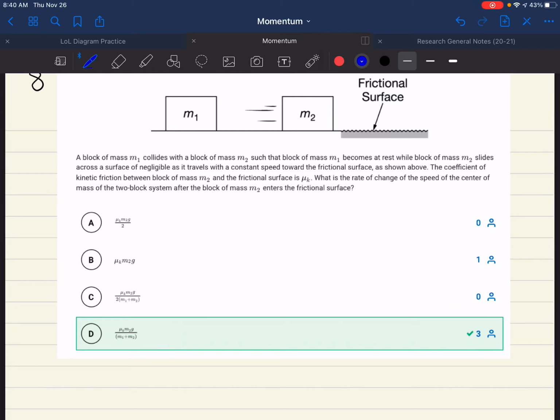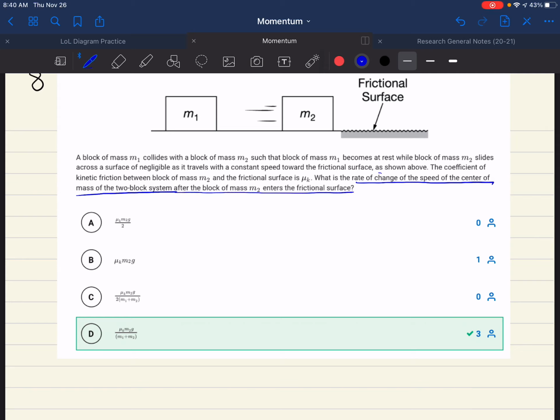Okay, so for this question, we've got these two blocks. M1 slides along, and it collides with M2, and then M1 stops, and M2 starts sliding across this surface with friction. And it asks us for the rate of change of the speed of the center of mass of the system after M2 enters the frictional surface.